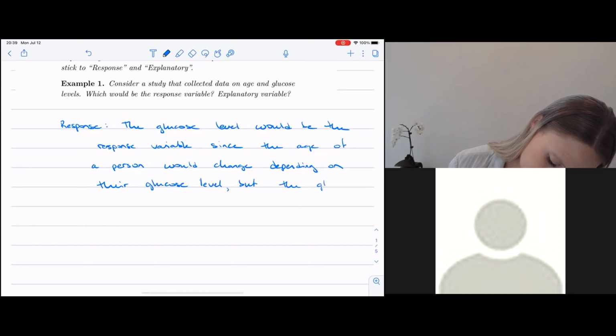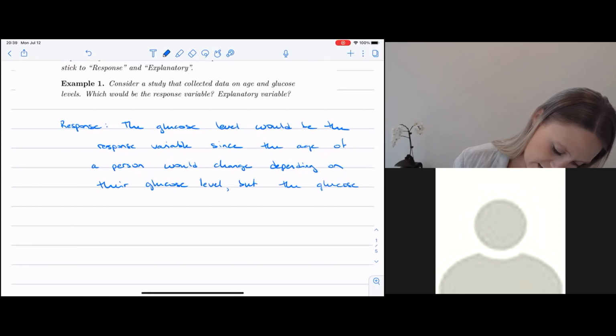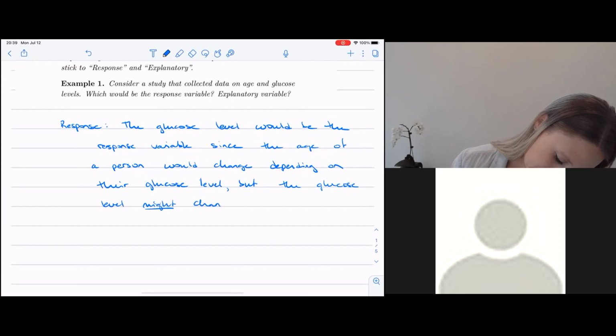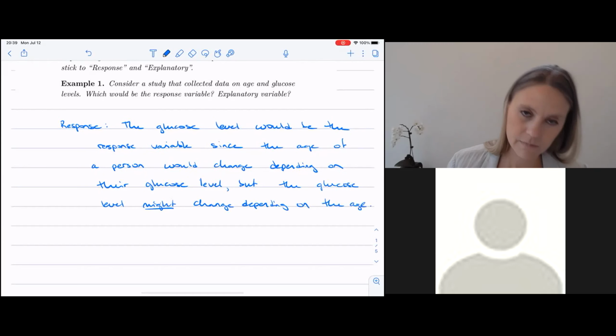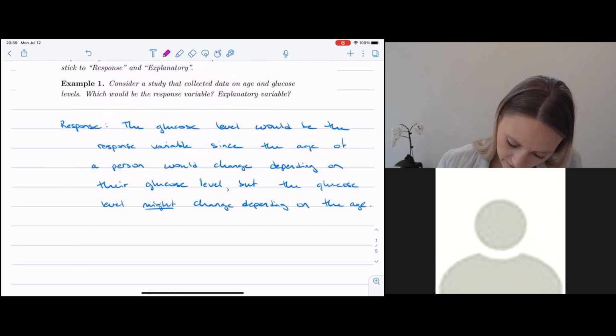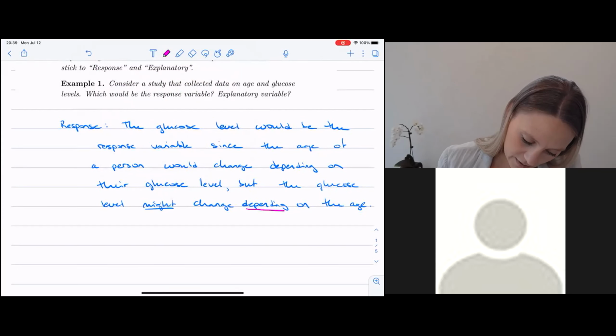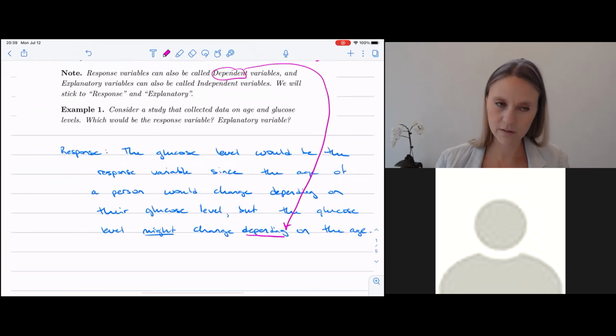But the glucose level, really wishing I had abbreviated that somehow. The glucose level might change depending on the age of the person. Okay. And so here, depending, and that's where we get this dependent variables.